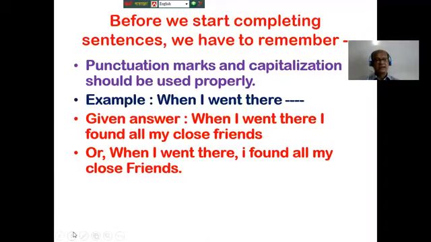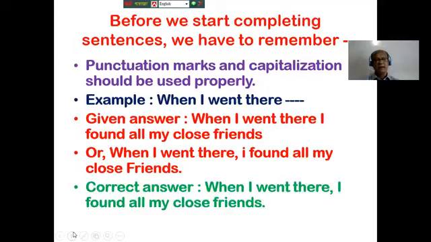So the correct answer, when I went there, comma, I found all my close friends. Okay, here, please remember to underline the finished part. Here it is not underlined, but be careful. We have to always underline it. Okay. Now let us start solving Dhaka Board 2016.